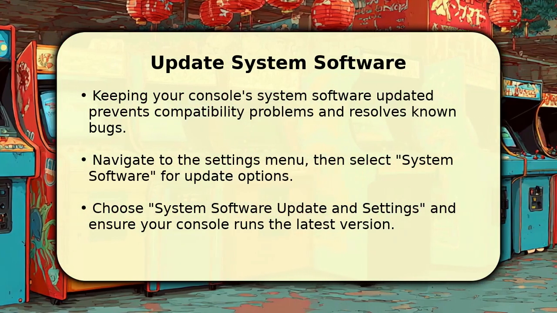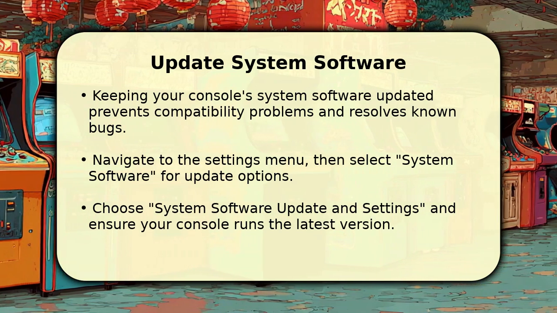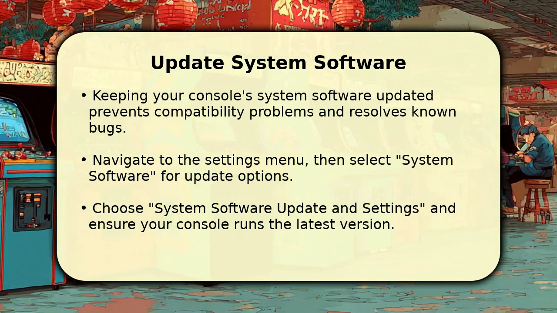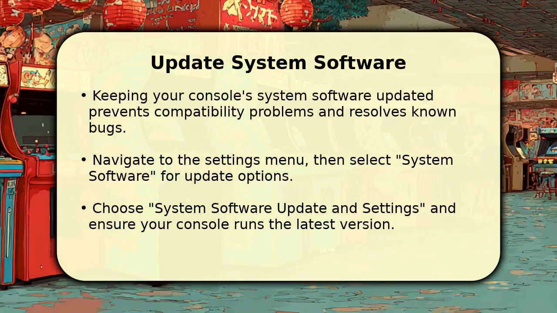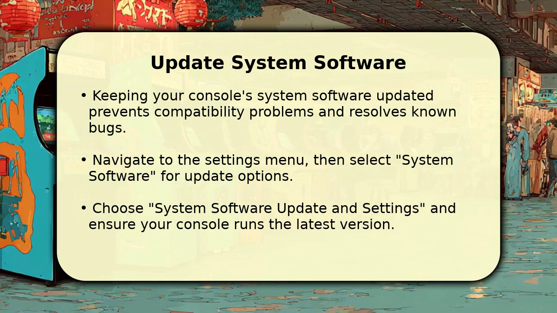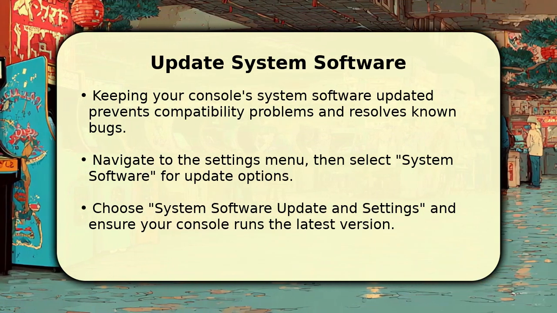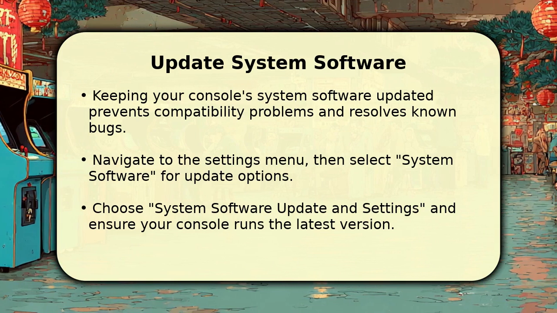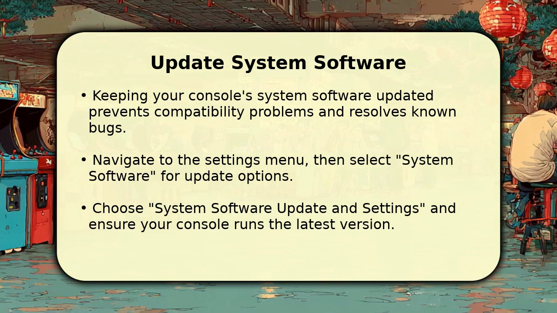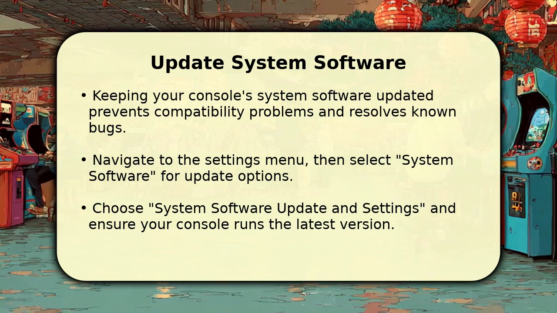Outdated system software can often be the root cause of unexpected errors like this one. It is essential to keep your PlayStation 5's operating system current. Go to the main settings menu, scroll down, and select System. From there, choose System Software, and then System Software Update and Settings. Check for any available updates and install them immediately, as this process often patches critical issues and improves overall stability.